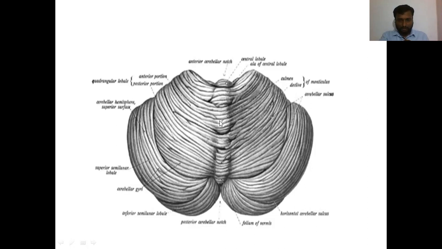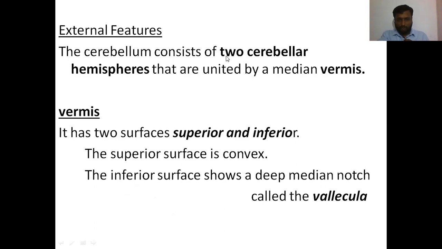In the center we can see a connecting part, a ridge-like structure. This is the vermis, which lies between the two cerebellar hemispheres. So that point is clear: it has two cerebellar hemispheres connected by the vermis.